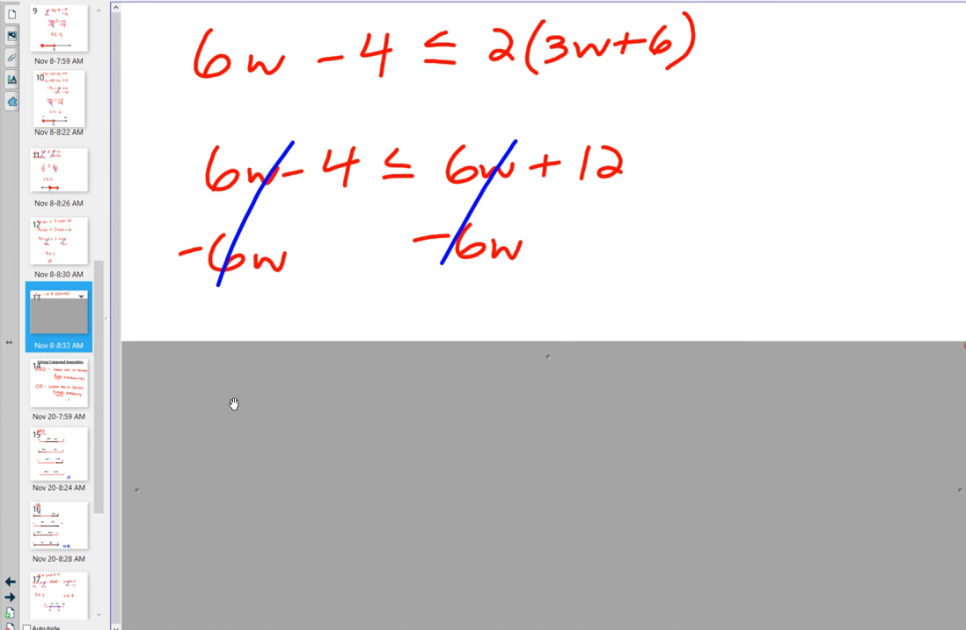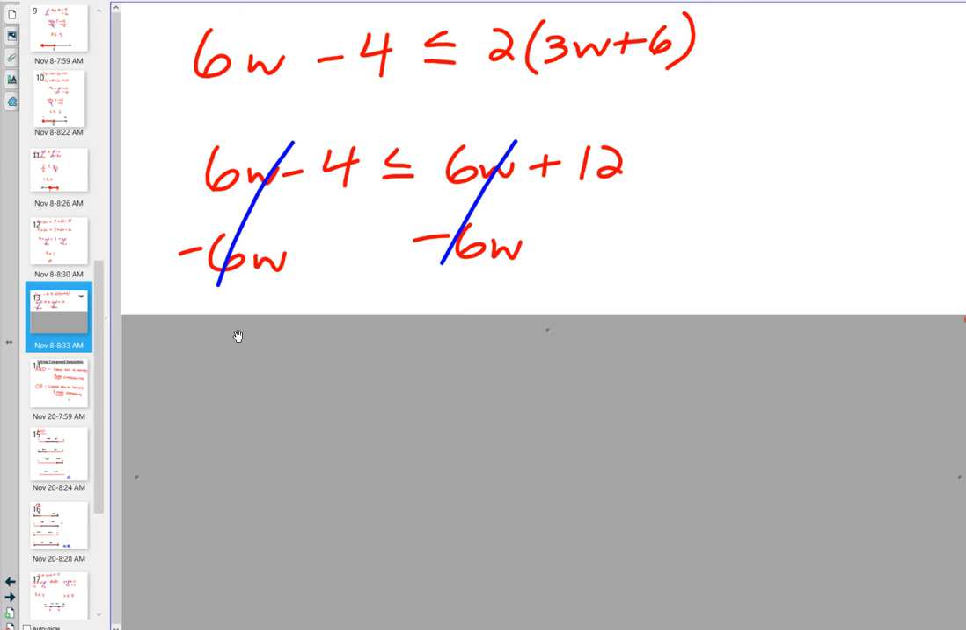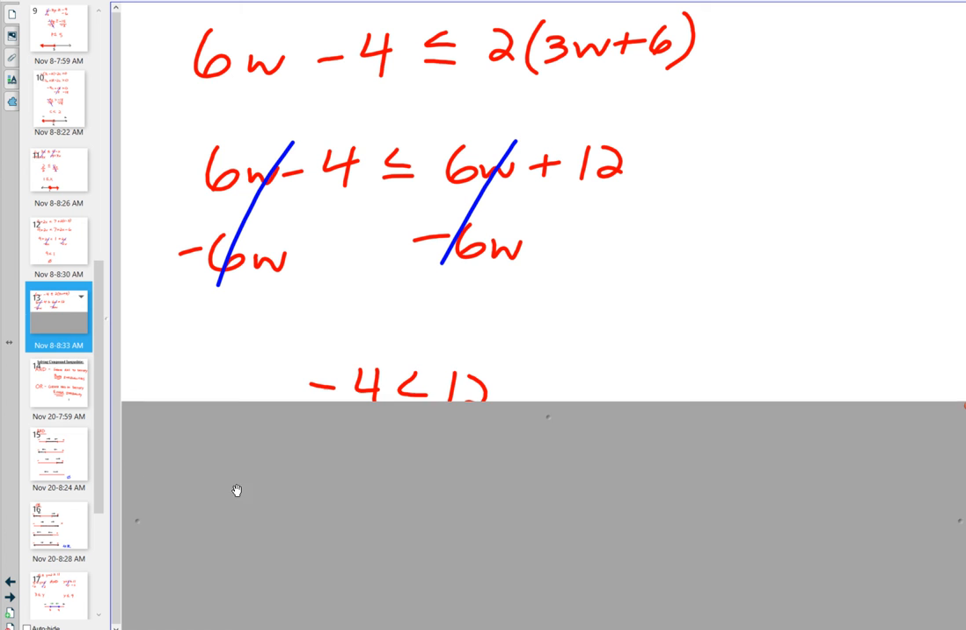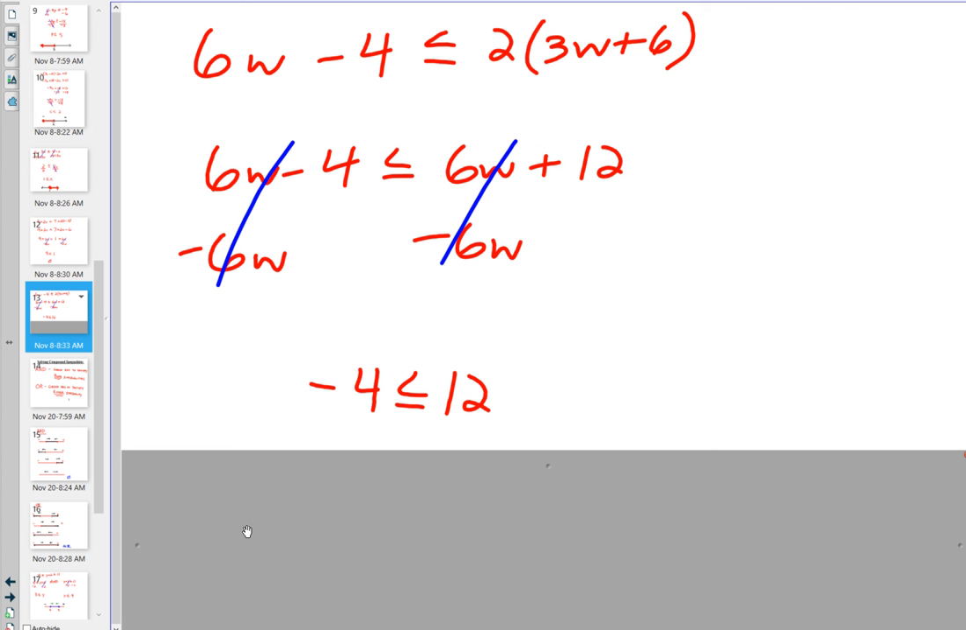Okay, so just real quick, I'll fast forward to this one. I distributed already, but I wanted to show you that the variables cancel out again. You drop it as if it was hot. Good. And now this statement says that the number -4 is less than or equal to 12. Is that true? Yes.